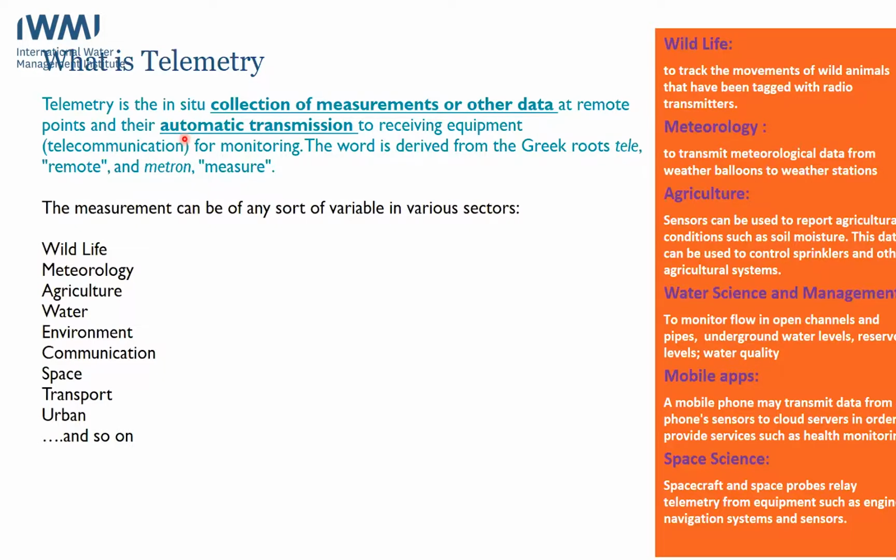In the field of meteorology, the weather balloons send data to the weather stations, and it is another form of the telemetry system. In the agriculture sector, we put different kinds of sensors. For example, we put soil moisture sensors in our fields and then gather data on our laptops and servers, and also use them for controlling the sprinkler and other pressurized irrigation systems.